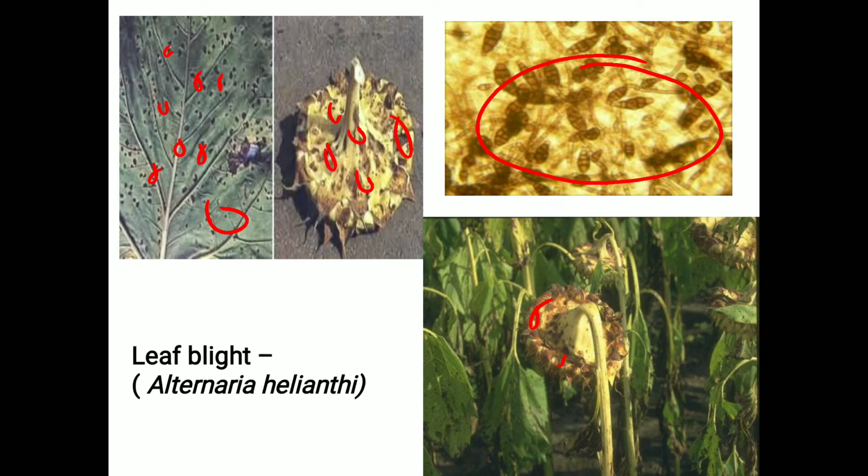Regarding management strategies, first we have to remove and destroy the infected parts of the plants. Second, we have to do early sowing of the crop, or spray the crop with chemicals, that is mancozeb at a rate of 0.2% after the appearance of disease. Or before sowing, we have to treat the sunflower seeds with thiram at a rate of 5 to 6 gram per kg of seeds. So this is about the leaf blight disease.